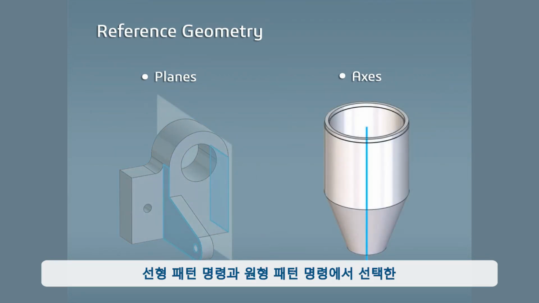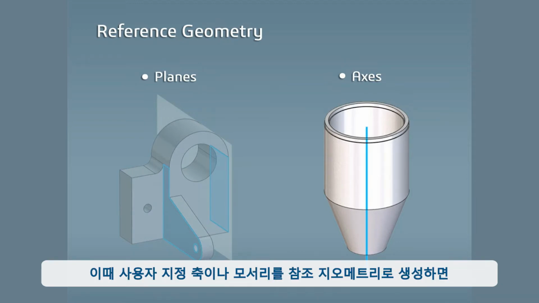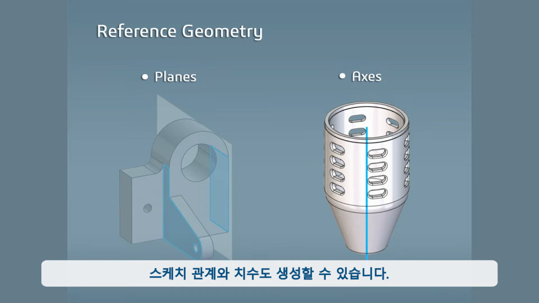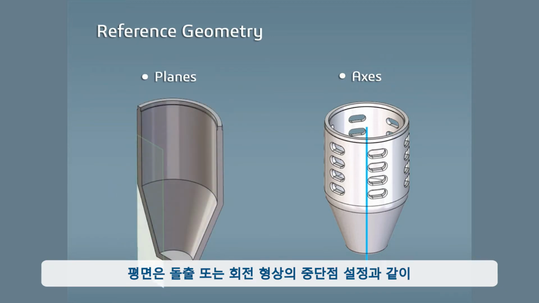The linear pattern and circular pattern commands require using an axis or edge to replicate the geometry you selected. Having a custom axis or edge created as reference geometry can help you get the exact pattern type or direction you're looking for, as well as allowing you to create sketch relations and dimensions. Both planes and axes are used to create the features themselves, but planes can also be used to set the end conditions of a feature, such as setting a stopping point for an extrude or a revolve.